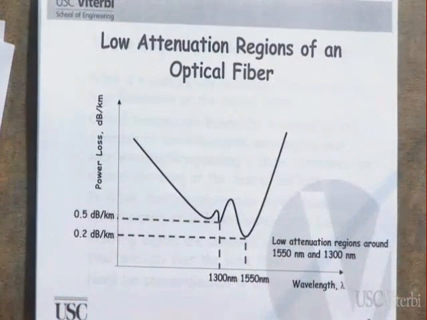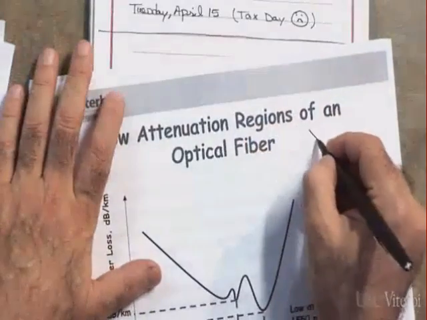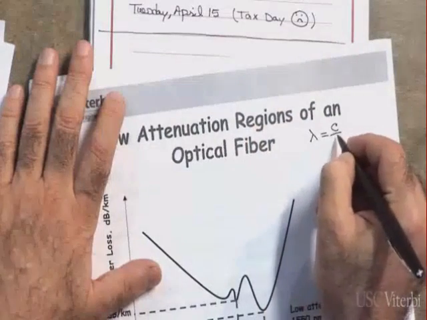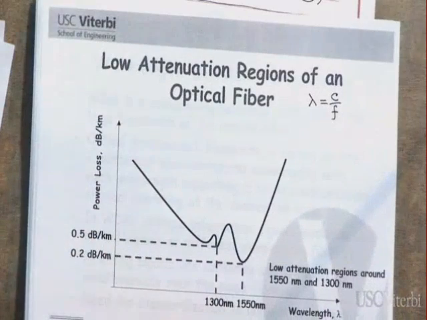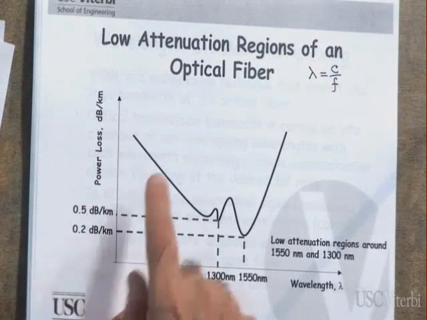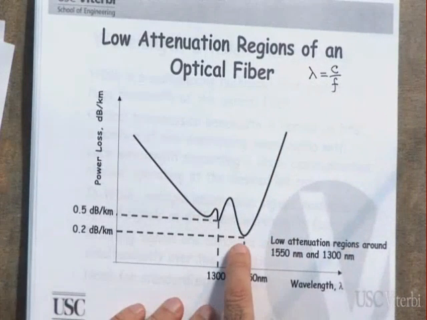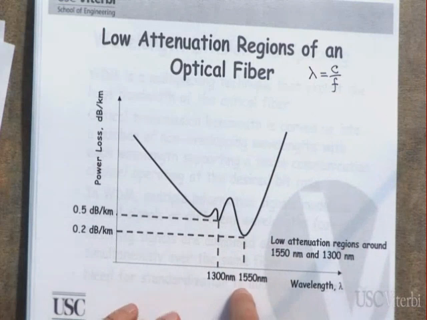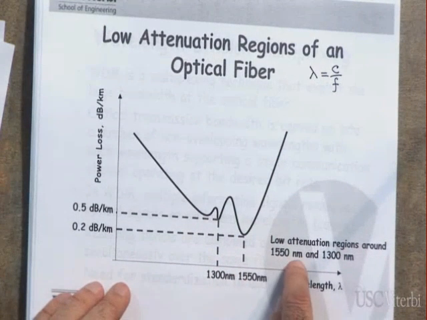Now, then we saw that they did some experimentation to see what is the best wavelength. Remember, by the way, the wavelength lambda is equal to C over F. F is the frequency and C is the speed of light. So they did some experimentation and they ended up with a result that looks like this. And what do you notice? You notice that the best wavelength appeared at lambda equal to 1550 nanometer.